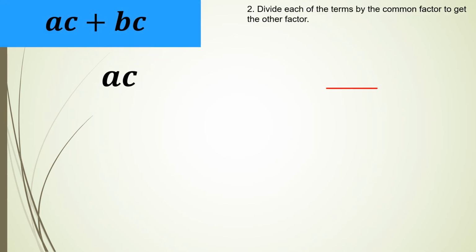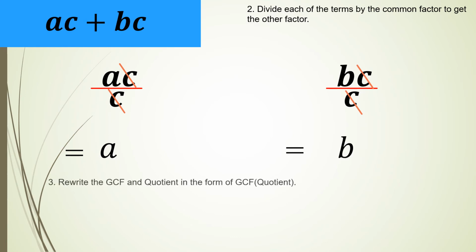Now let's proceed to the second step, where we're going to divide each term by the common factor. AC divided by C is A. We have BC divided by C is B. So this time we're going to write this now in the form of GCF and the quantity of the quotients. We have now C and the quantity of A plus B. Therefore, the factor of AC plus BC is C quantity of A plus B.